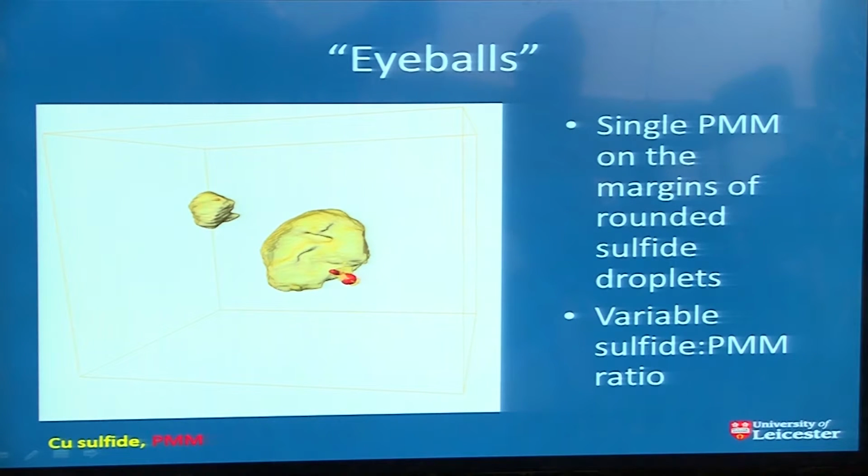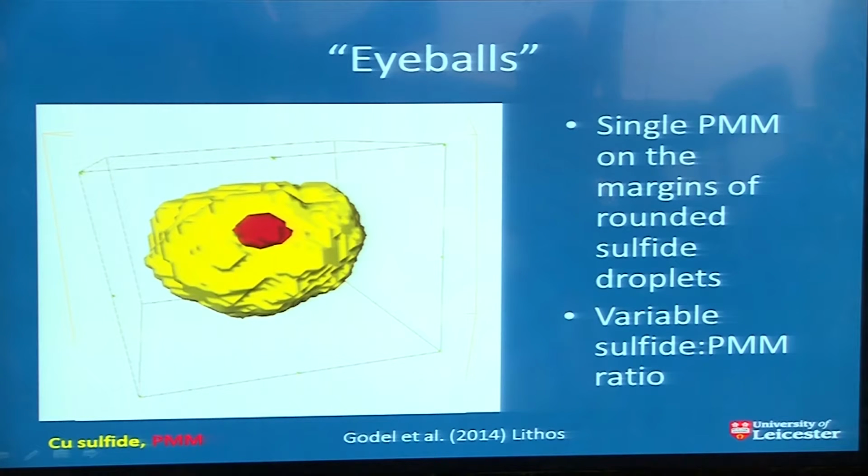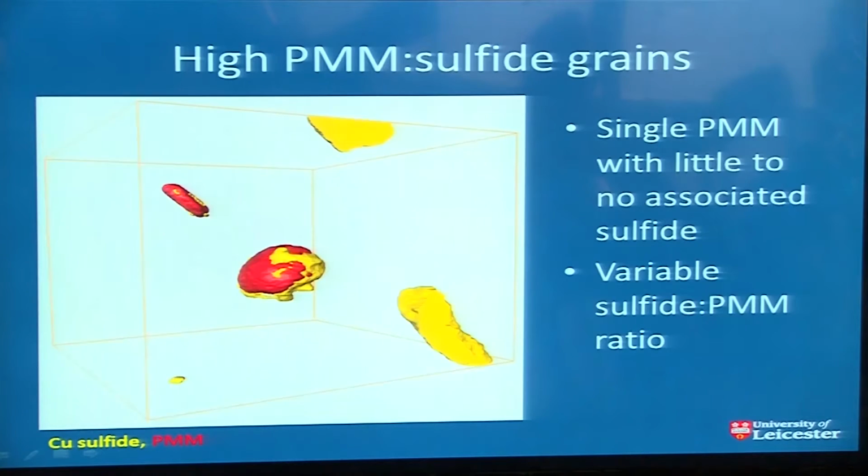And what we did was we plucked out these tiny little rounded droplets, and we found that there was quite a variation in the ratio between sulfide droplets and the precious metal minerals, up to the point where this one's quite a lot. These were nicknamed eyeballs in this paper that was published last year. This is a sulfide with a single palladium mineral on it. Looks a bit like an eyeball. Okay, and we found that there's a real variation. These ones, almost totally precious metals with only a little bit of sulfide.